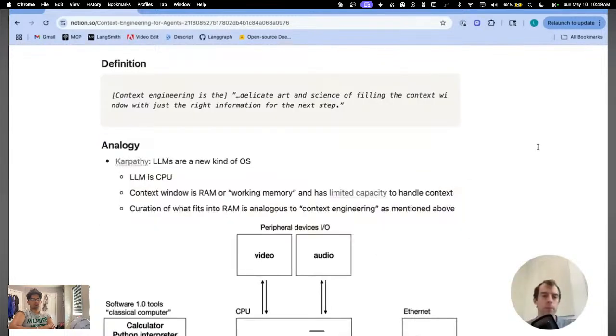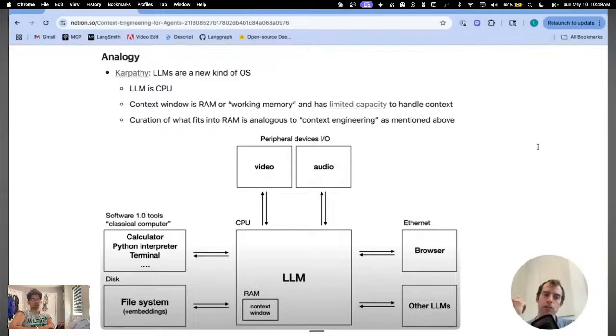And Karpathy recently highlighted an interesting analogy between LLMs and operating systems: the LLM is a CPU, the context window is like RAM, or working memory, and importantly, it has limited capacity to handle context. So just like an operating system curates what fits in RAM, you can think of context engineering as the art and science of deciding what needs to fit in context at, for example, each step.